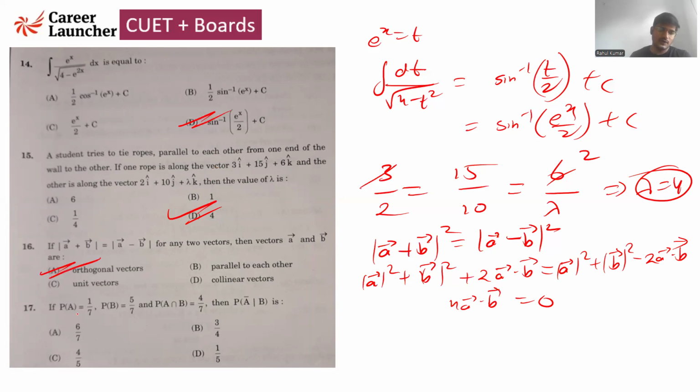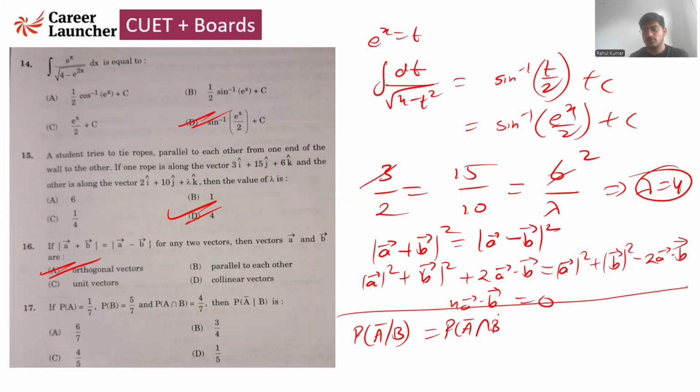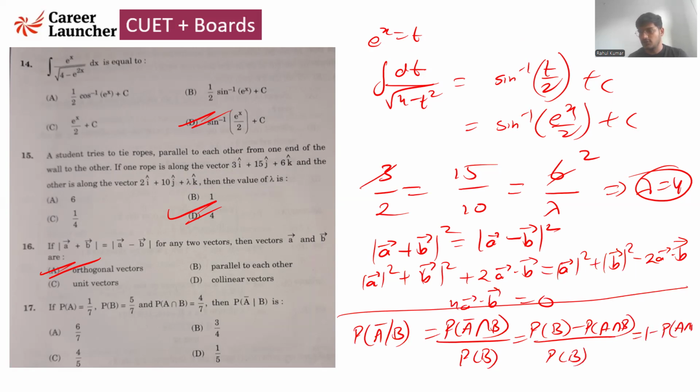Now we have a next problem, where P of A, P of B is given. Now you need to find P of A complement given B, means P of A complement intersection B divided by P of B, which is nothing but P of B minus P of A intersection B divided by P of B. Just substitute the values: 1 minus P of A intersection B divided by P of B, and you will get the answer. Let's try to solve this thing on the next page. Or do we have space here? Yeah, I'm solving it here.